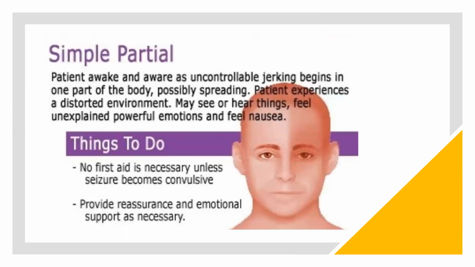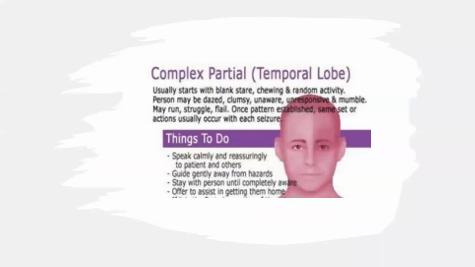Then a little diagrammatic explanation for these seizures. The simple partial seizure: the patient is awake and aware as uncontrollable jerking begins in one part of the body, possibly spreading, and the patient experiences a distorted environment. They may see or hear things, feel unexplained, powerful emotions, and feel nausea. So if that happens, what should we do? No first aid is necessary unless the seizure becomes convulsive. Provide reassurance and emotional support to the person as necessary.